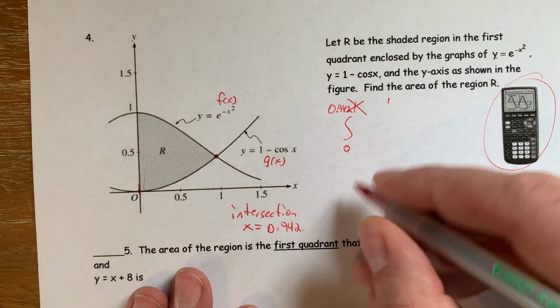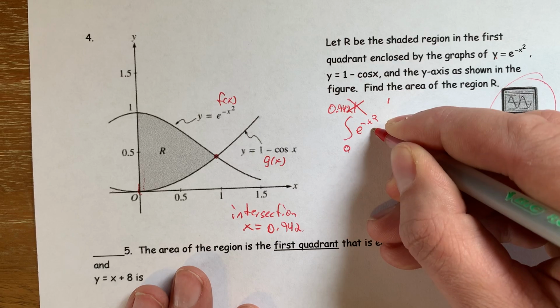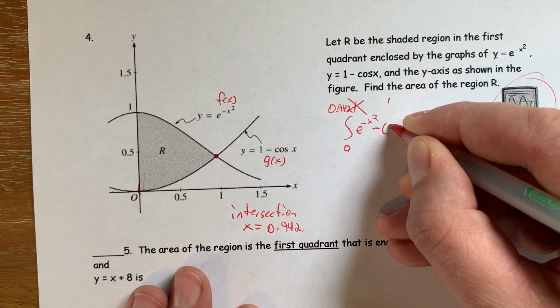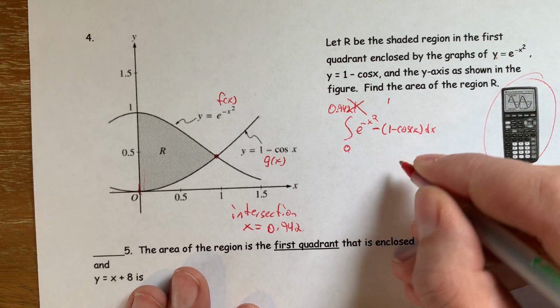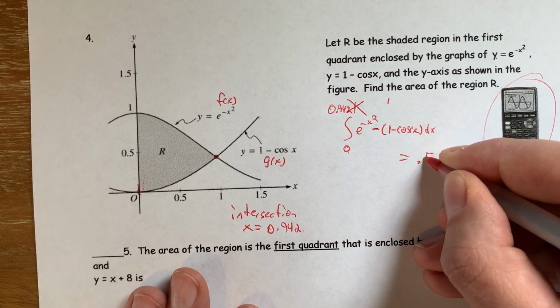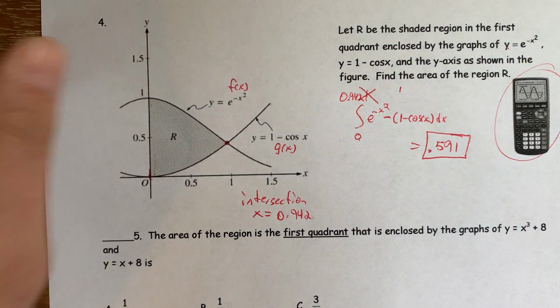So there it is. The answer is the integral of e to the negative x squared minus, we need to put this in parentheses, 1 minus cosine of x dx, and this is equal to 0.591. Okay, great.